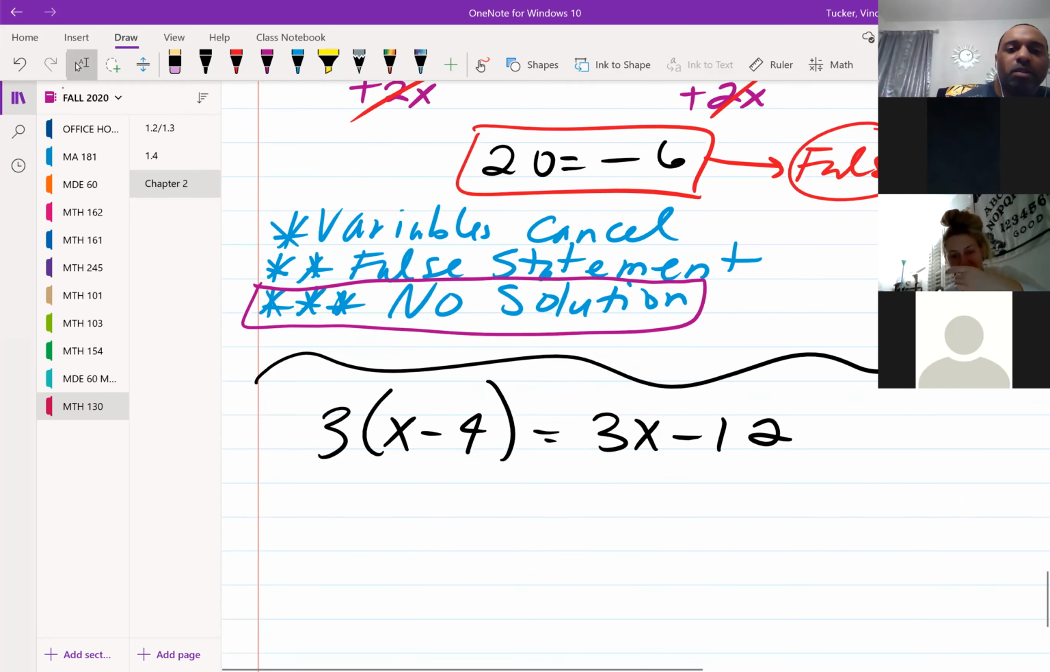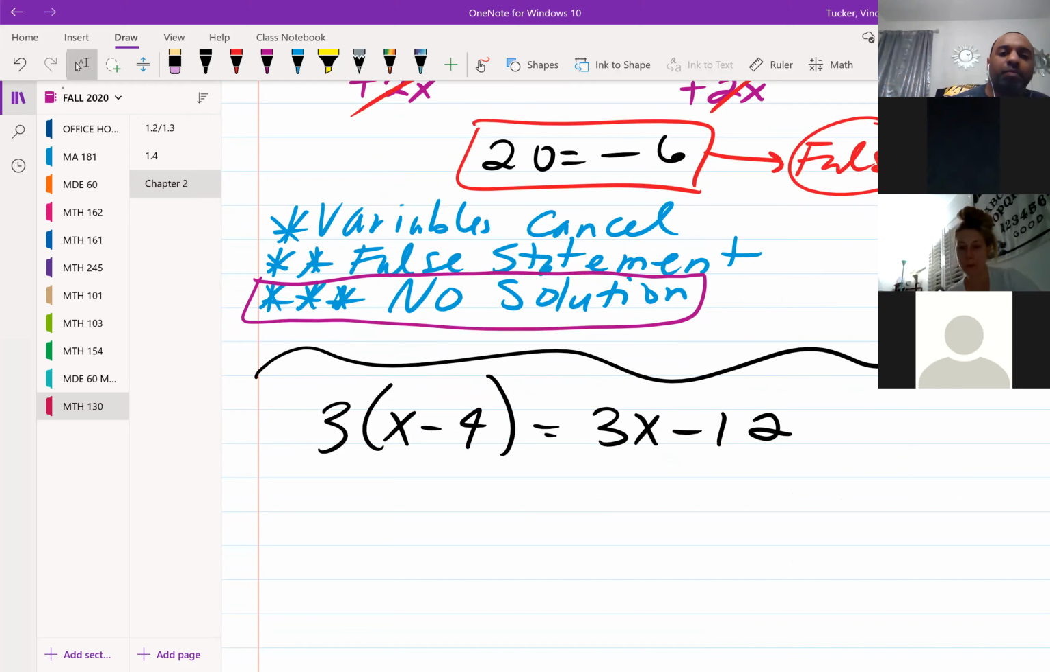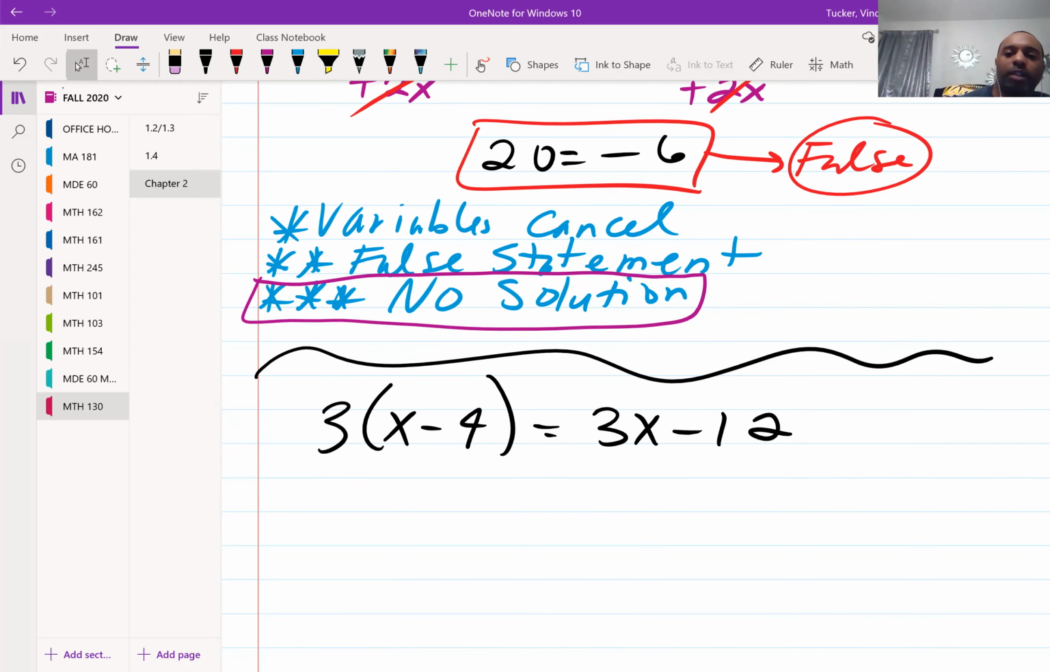Everybody good? Okay. So looking at this one, we have 3 times x minus 4 equal to 3x minus 12. So we distribute the 3. And that's 3x minus 12 equal to 3x minus 12.